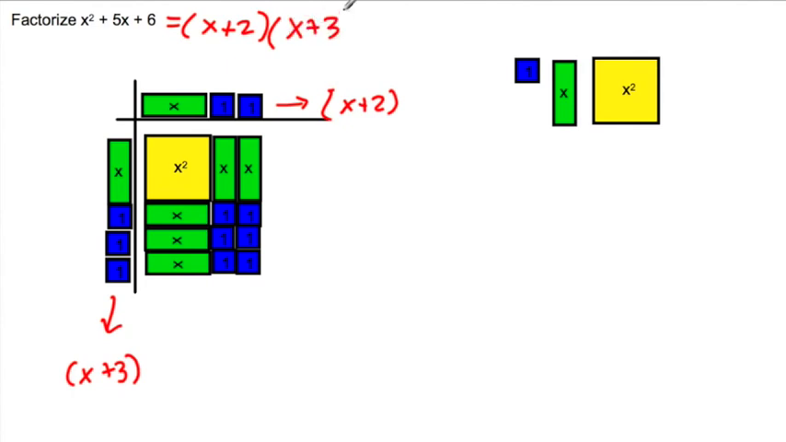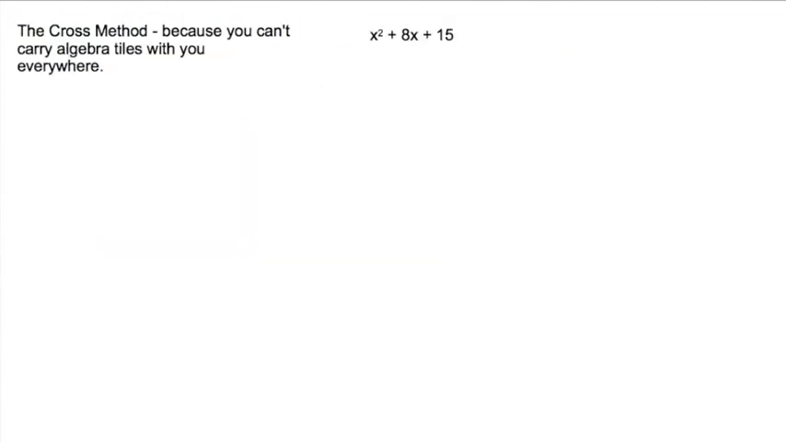Now it's super cool to be able to use tiles all the time, and we may be doing that from time to time. However, you get to a point where you're not really going to want to carry algebra tiles with you everywhere. So what we're going to do is talk about the cross method. Here is how the cross method works. First thing I'm going to do is go ahead and set up a cross. So we'll set up a line here and a line there. All right. Let's move this a little up there, over there.